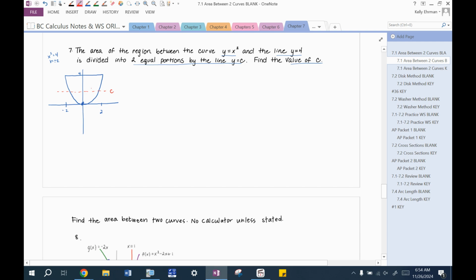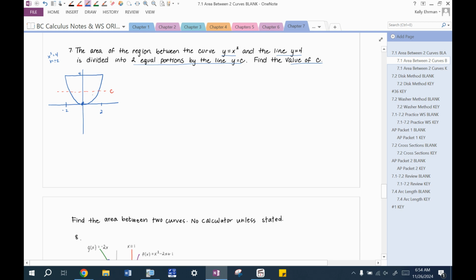Okay, so there are probably a lot of ways you could set this up. You could find the area of the whole thing and cut it in half. Well, you could do things in terms of x, but it's supposed to be a y value. So I think I'm going to do this. The area from 0 to c is supposed to equal the area from c to 4. And if I do it that way, I would need everything to be in terms of y.